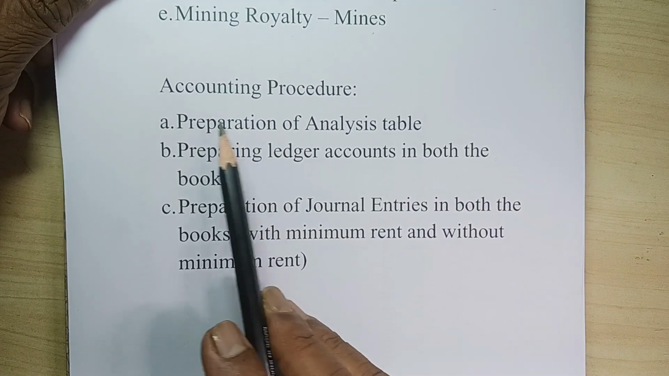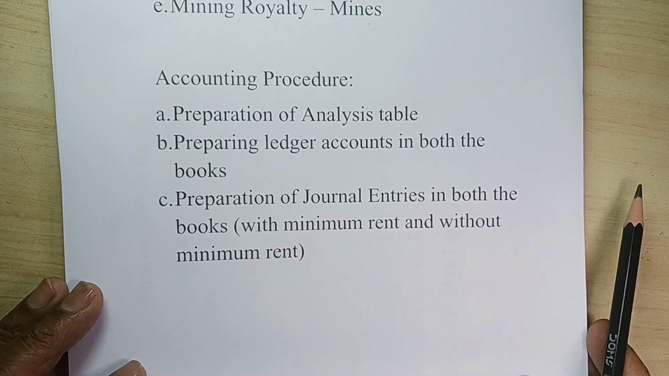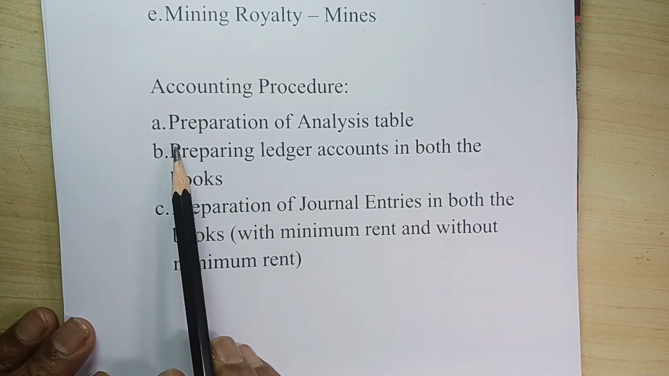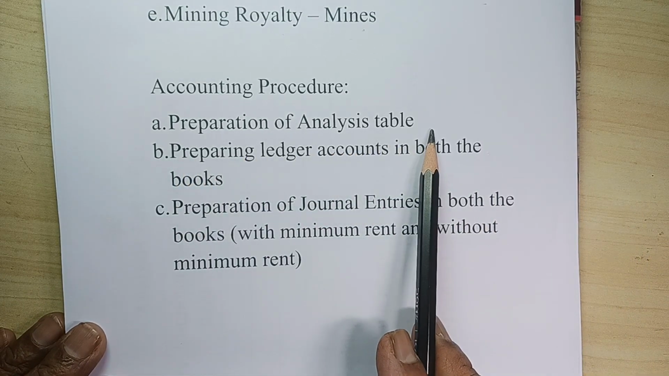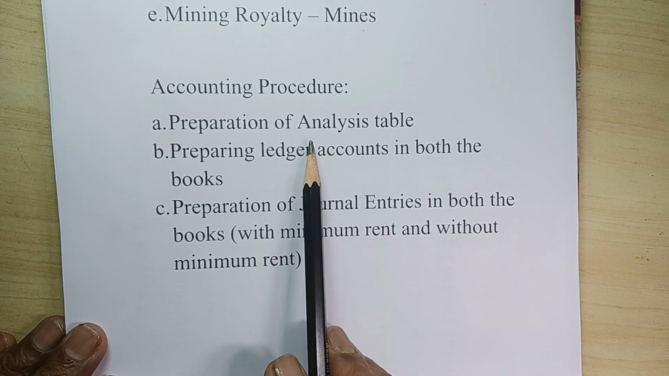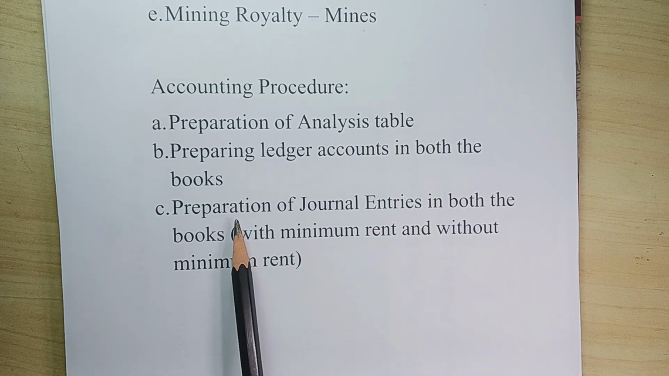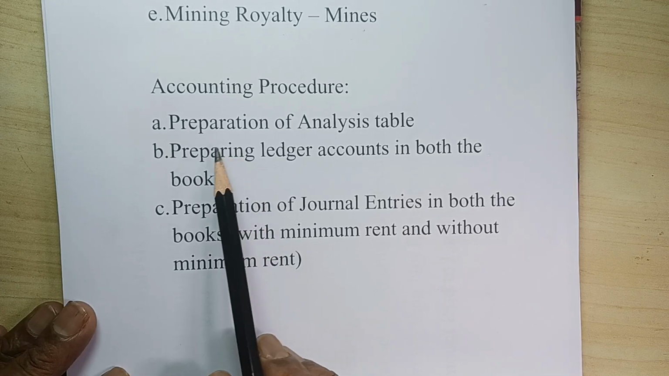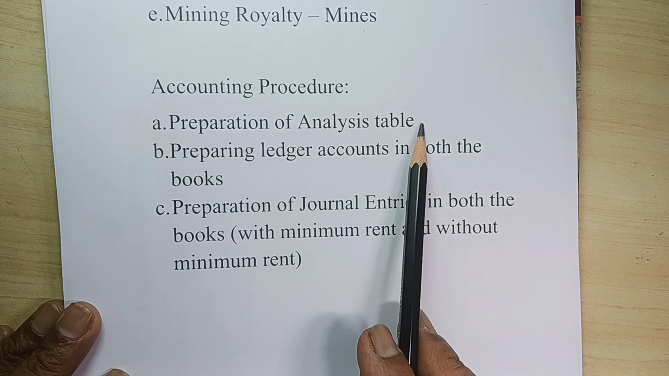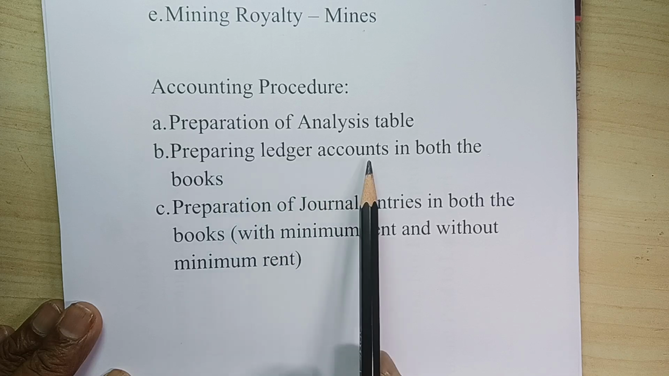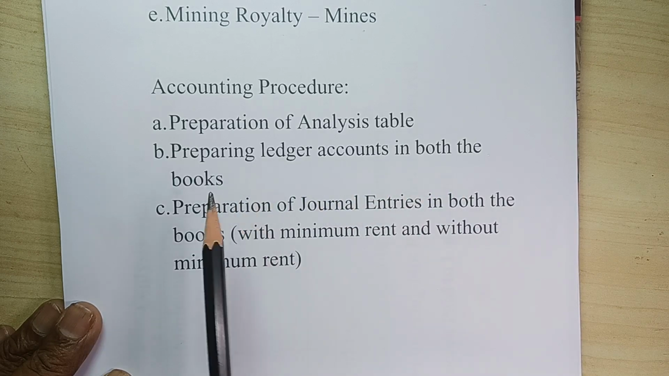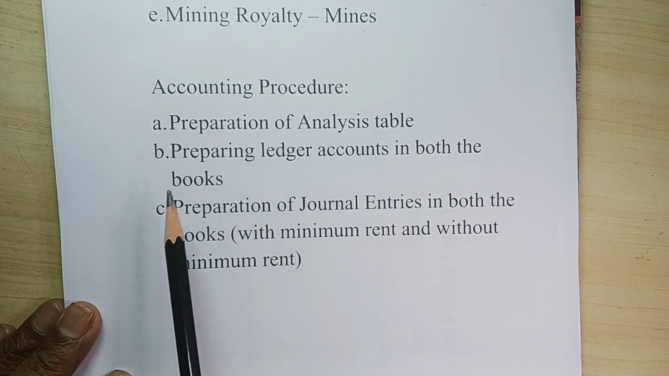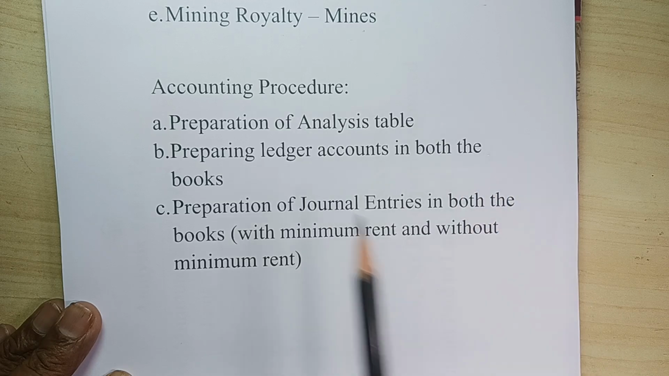Then we should try to understand what is the accounting procedure. What is the accounting procedure? Number one, preparation of analysis table, most important. If you do not prepare the analysis table, then you cannot find out the short working recovered and how it has been done and what is the amount payable to the landlord every year. For that we have to prepare the analysis table. Then next one, preparing ledger accounts in both the books, that is lessor and lessee, that is landlord as well as tenant, we have to write.